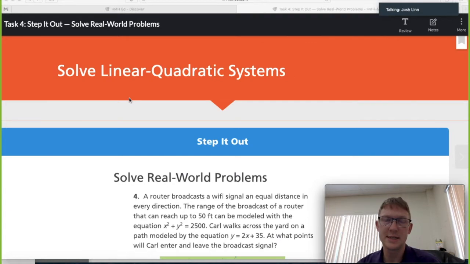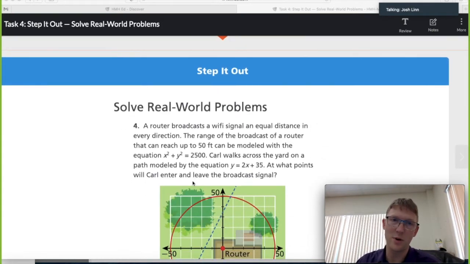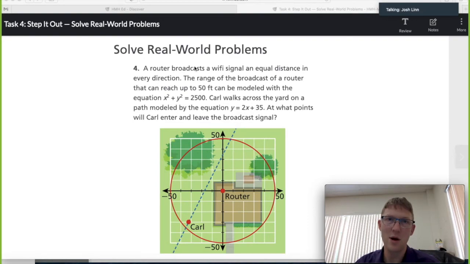So we solved the system using elimination. Sometimes that doesn't work. So for example, here we have a real world problem with a router broadcasting a Wi-Fi signal. Note our Wi-Fi signal here in the classroom is outside of the room. What sense does that make? But a router broadcasts a Wi-Fi signal in equal distance in every direction.